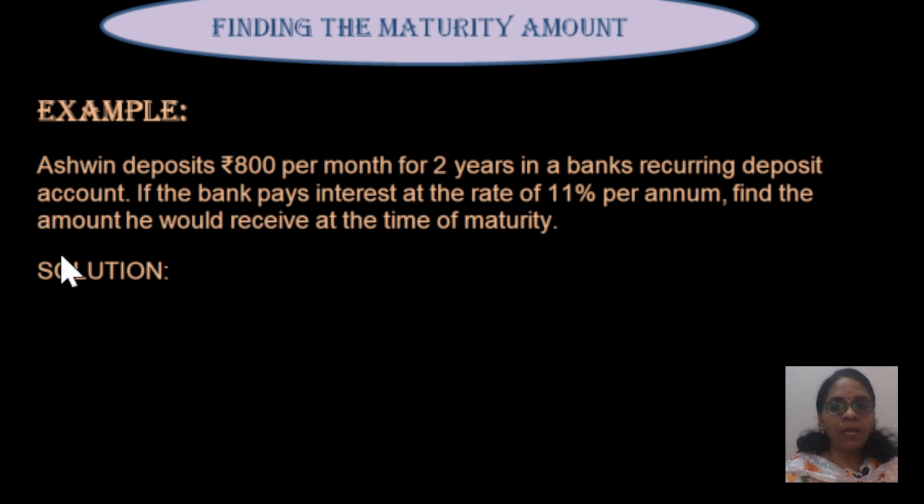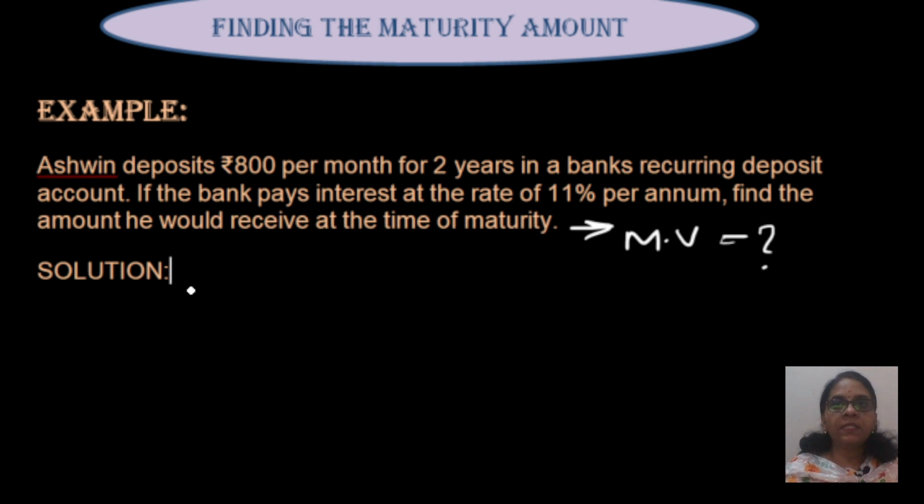In this example, Ashwin deposits 800 per month for 2 years in a bank's recurring deposit account. If the bank pays interest at the rate of 11% per annum, find the amount he would receive at the time of maturity, which means you have to find the maturity value.